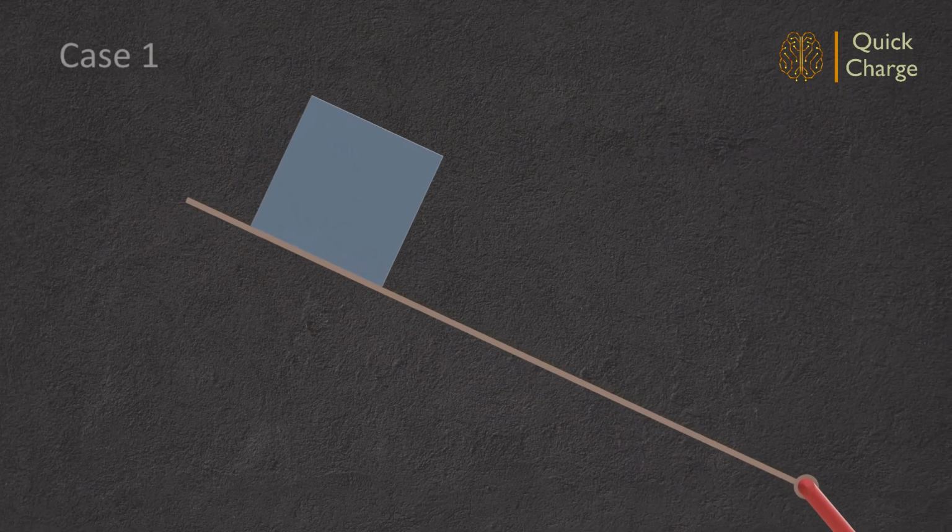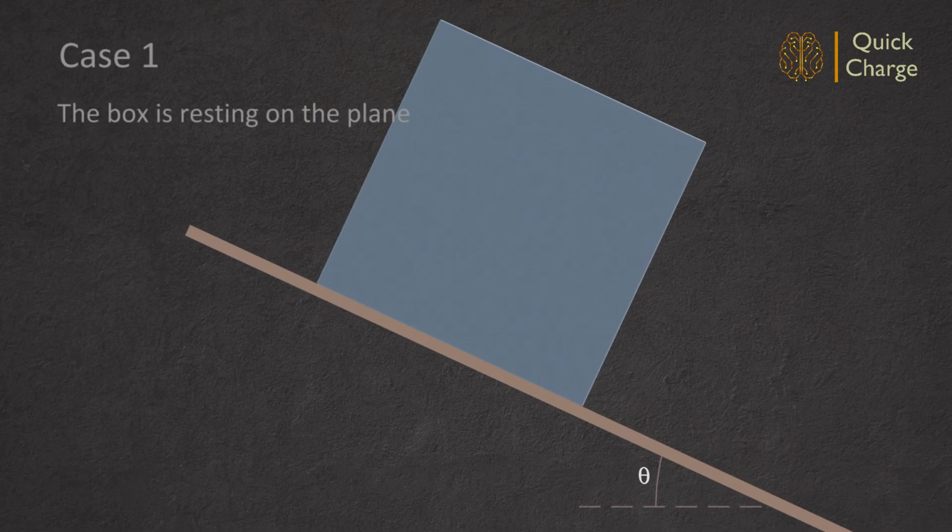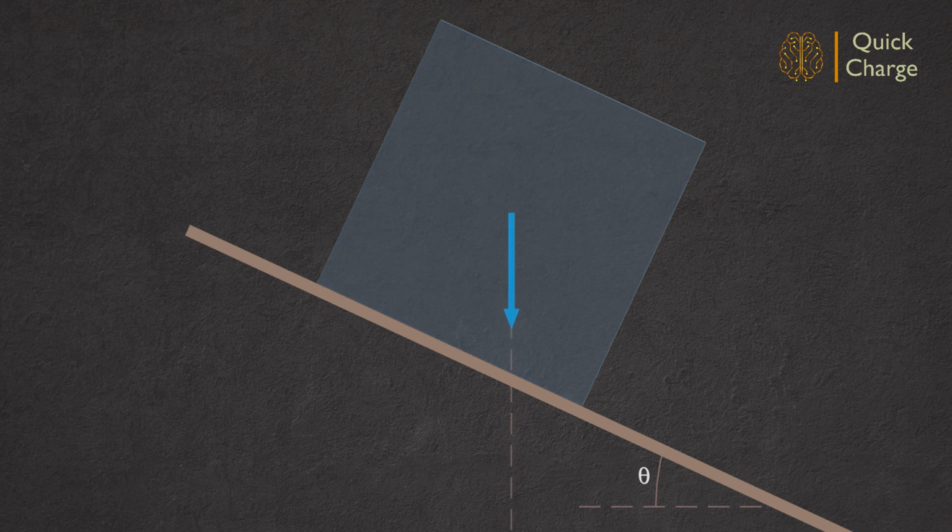Case 1. The box is resting on the plane. The self-weight of the box is acting downward. This can be resolved into components perpendicular and parallel to the inclined plane. The perpendicular component will be W cos theta and the parallel component will be W sin theta.